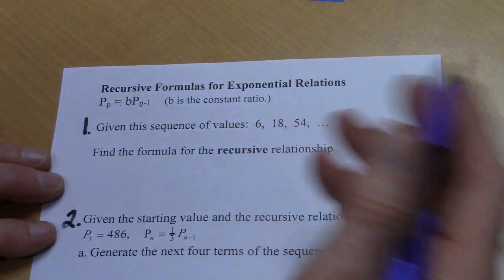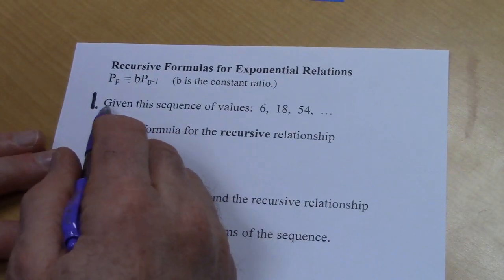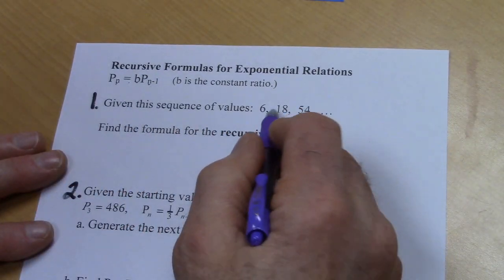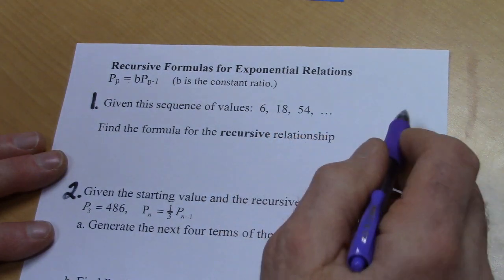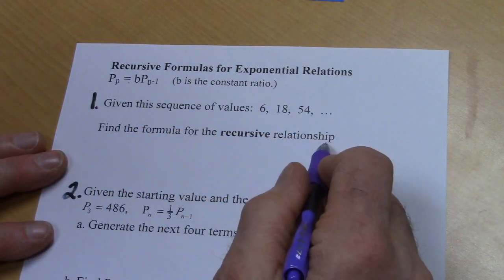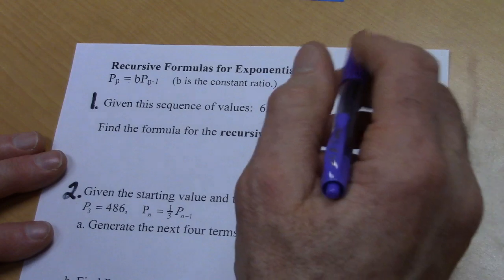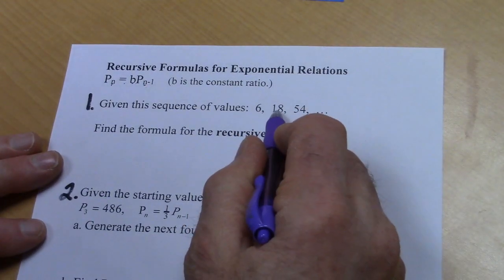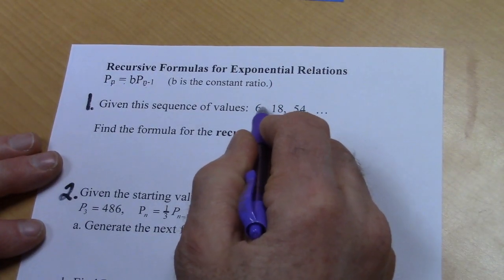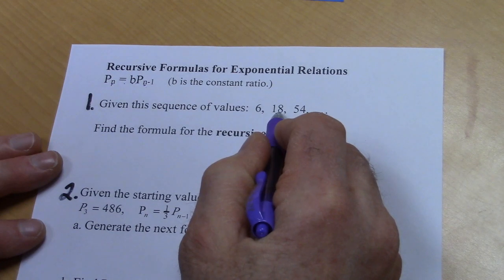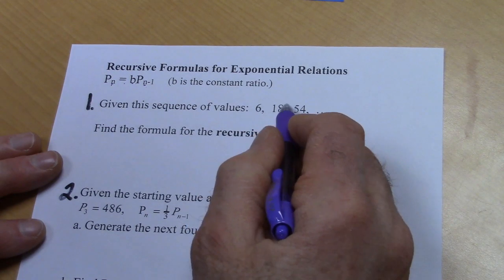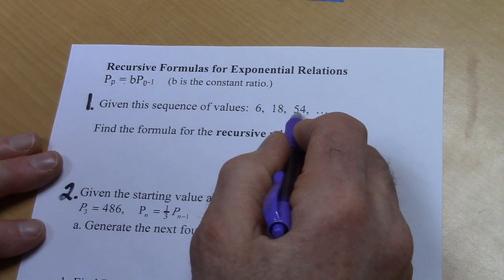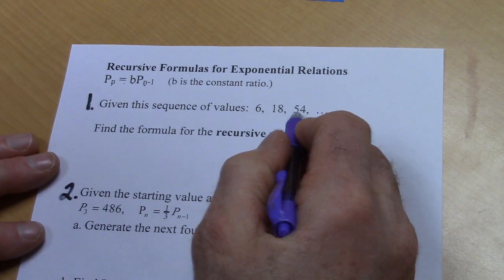So, anyway, let's take a look at an example. Example 1 here. Given this sequence of values, 6, 18, 54, ... find the formula for the recursive relationship. Well, clearly, this is not linear, because 6 plus 12 would give you 18, and then 18 plus 12 would have to be 30, and that's not 54. So this doesn't have a common difference, obviously.